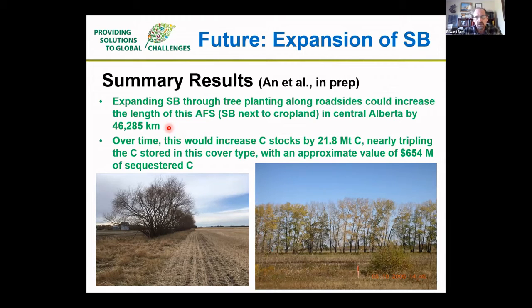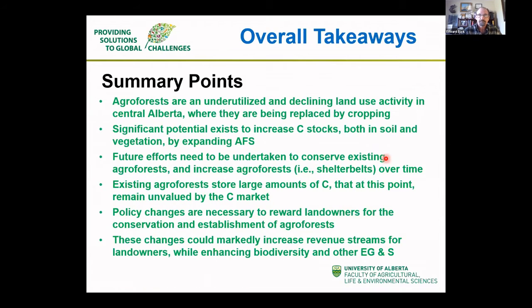Well, this could potentially grow the area of shelter belts by somewhere around 46,000 linear kilometers. And over time, again, that doesn't occur overnight or even in 1 year or even in 10 years. It might take 60 or 80 years. But over time, this would increase carbon stocks by around 22 million tons. And again, if we add that $30 valuation, that would represent somewhere around $650 million of carbon that's sequestered within those shelter belts over time.